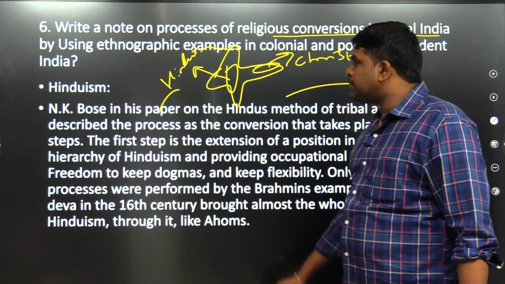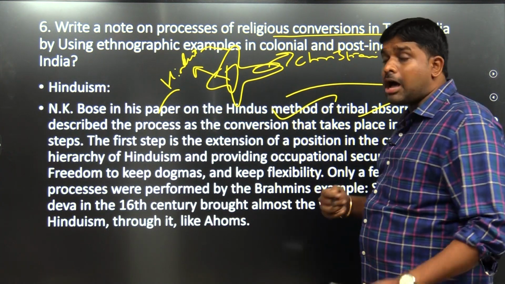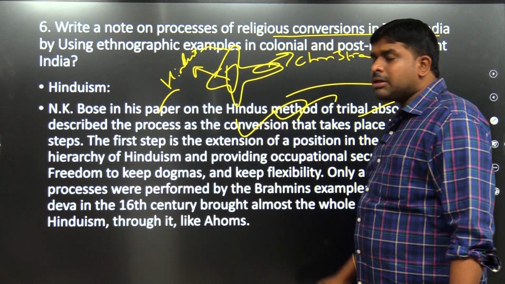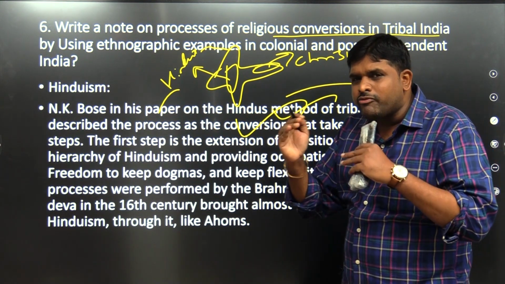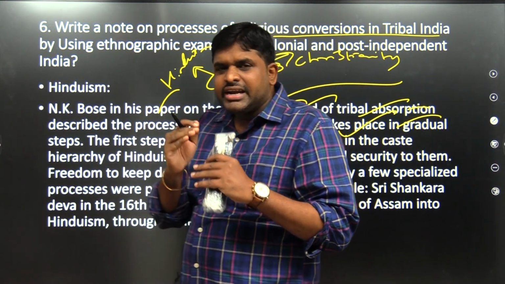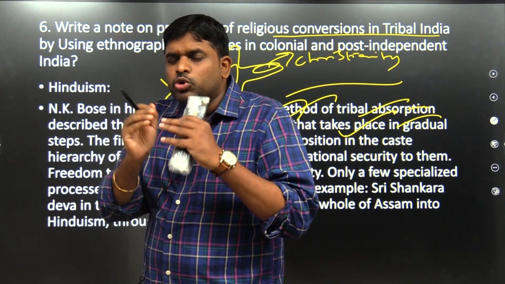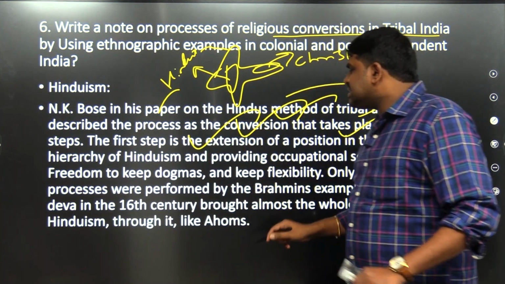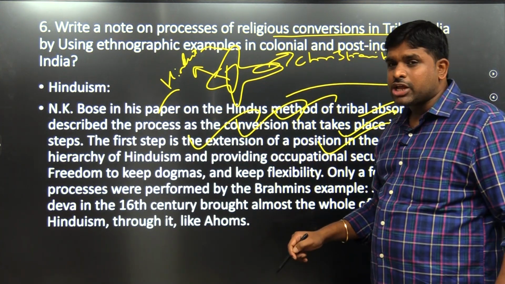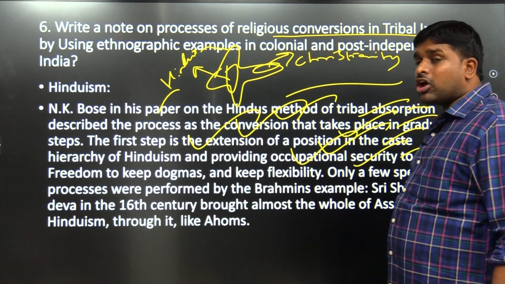Nirmal Kumar Bose, in his paper on the Hindu method of tribal absorption, described the process of conversion as taking place in gradual steps, one by one. It means the tribal people of central India are gradually shifting into Hinduism, step after step. In the first step, there is the extension of position in the caste hierarchy of Hinduism and providing occupational security.